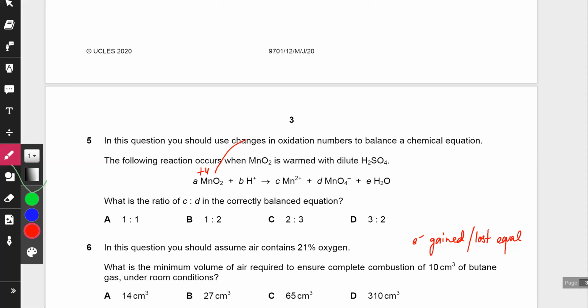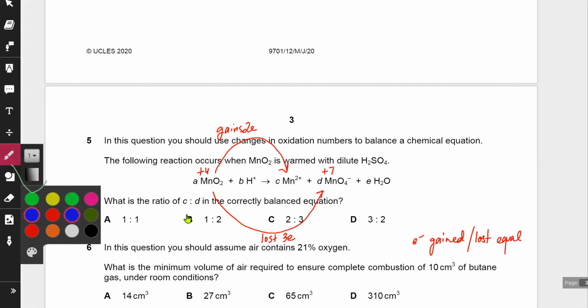So Mn goes from +4 to +2, which means that it gains 2 electrons, right? And at the same time, Mn is also going from +4 to over here. Mn is +7. Hopefully you know this already: MnO4 -1. You can either calculate this or you should know this already. So it's going from +4 to +7. That means it lost 3 electrons, right? Is this clear? Yes.